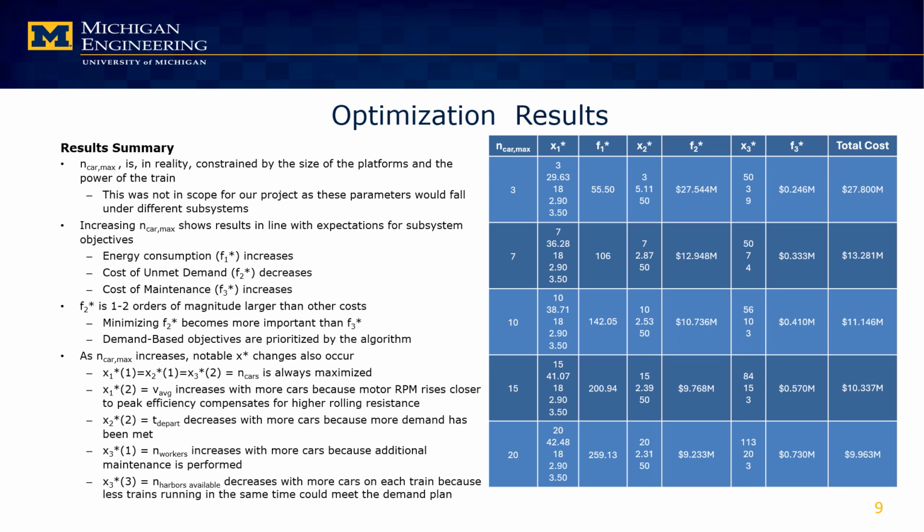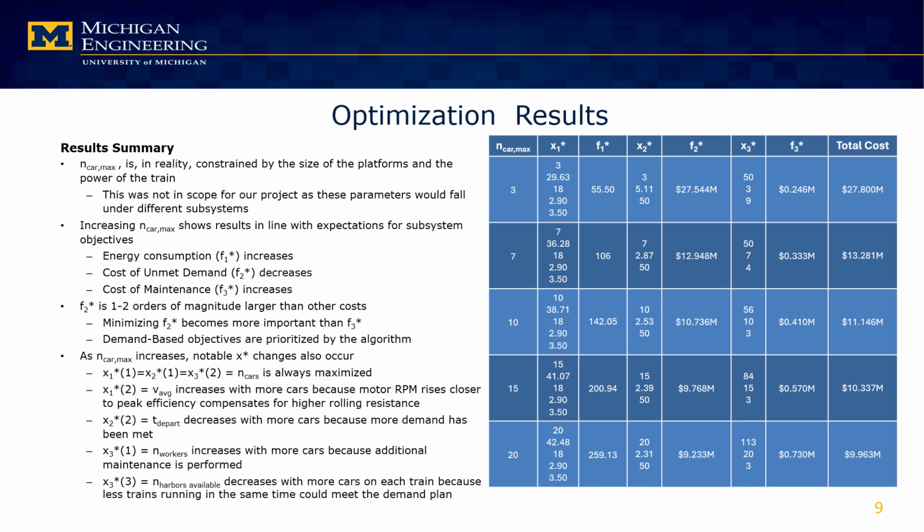It's worth noting that the subsystem objective contribution for the demand system is 1 to 2 orders of magnitude larger than other costs, meaning that the objective becomes more important at the system level. As a result, the demand-based objectives were prioritized by the algorithm, even at the cost of other subsystems like maintenance, which is why you see the demand F star decrease as the maintenance F star increases.